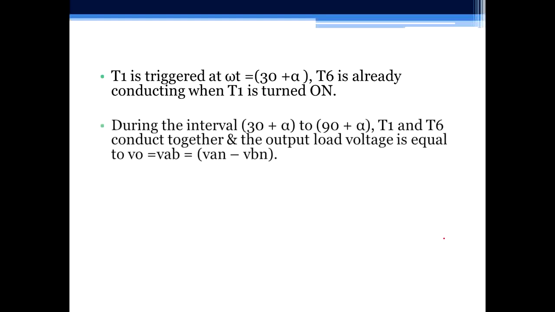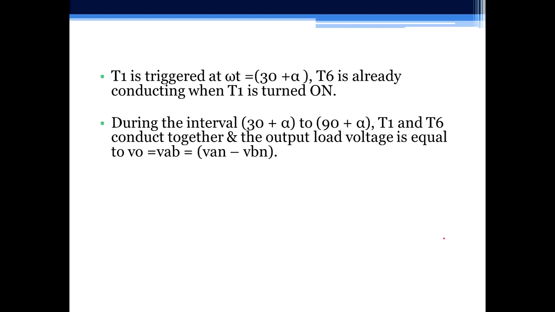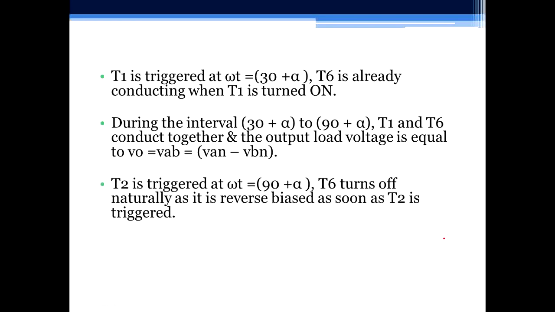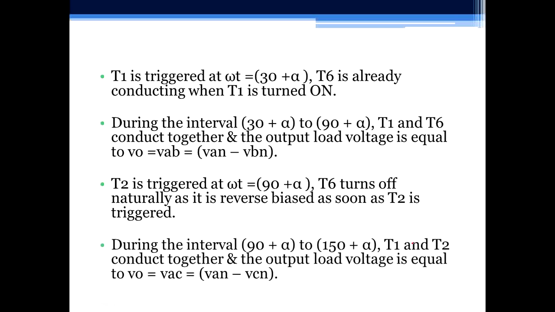So T1 is triggered at 30 plus alpha. T6 is already in conduction when T1 is turned on. During the interval 30 plus alpha to 90 plus alpha, T1 and T6 conduct together and the load voltage equals VAB, that is the difference between VAN and VBN. T2 is triggered at omega t equals 90 plus alpha. T6 turns off naturally as it is reverse biased as soon as T2 is triggered. During 90 plus alpha to 150 plus alpha, T1 and T2 conduct and the output voltage is VAC. In a similar way, you can write the explanation for the remaining 4 pairs.